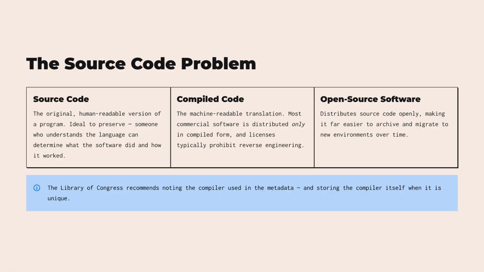The Library of Congress recommends noting the compiler used in a software program's metadata, and in cases where the compiler itself is unique or rare, archiving the compiler alongside the software. This is the kind of detail that sounds excessive until the day you actually need it.